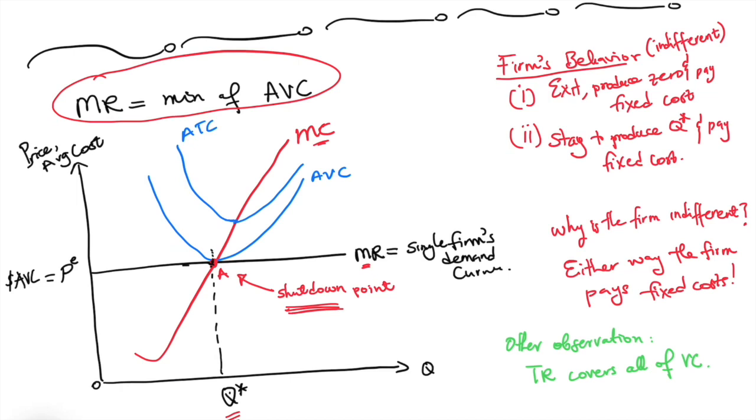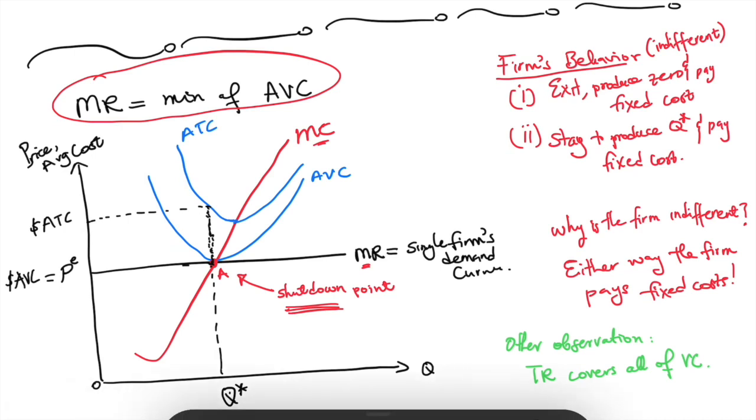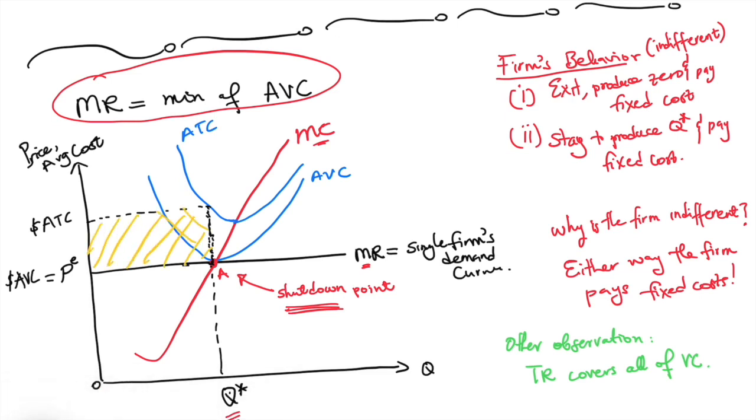Again, I'm just going to extend that point of intersection between marginal revenue and marginal cost to touch the average total cost curve, and I'm going to read that off. Dollar value average total cost. And from here, it's easy to see that the gap between average total cost and average variable cost is my average fixed cost. When I multiply it by Q star, I will get fixed cost. And so I can shade this, the fixed cost, in yellow.